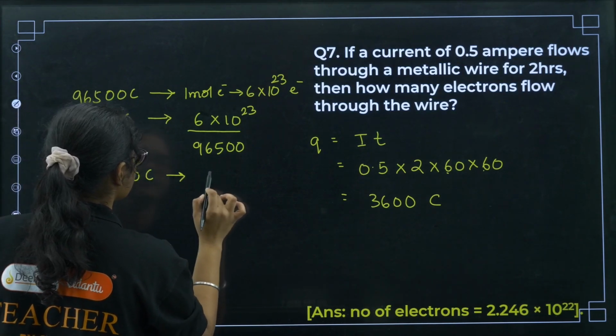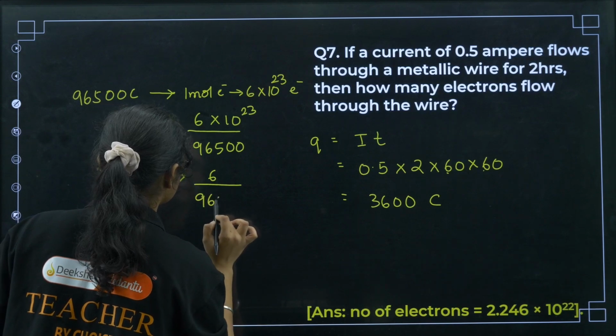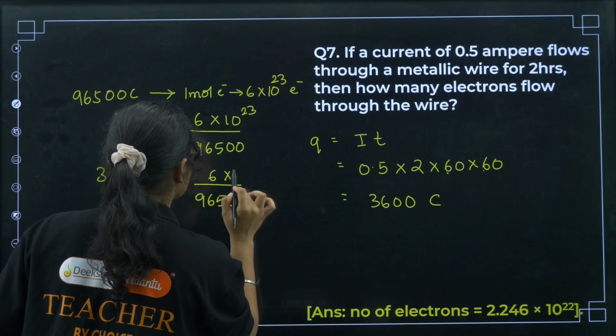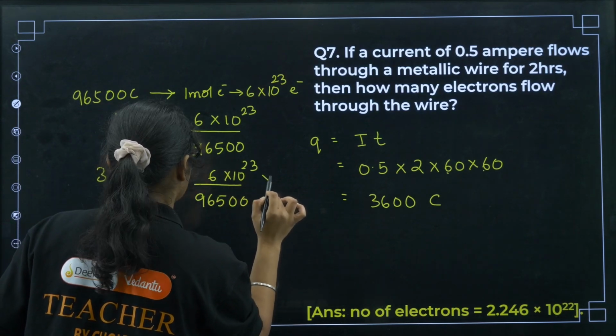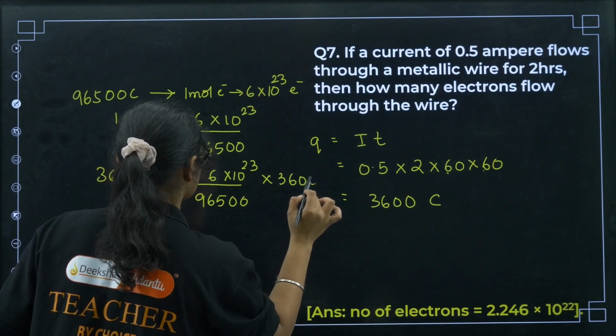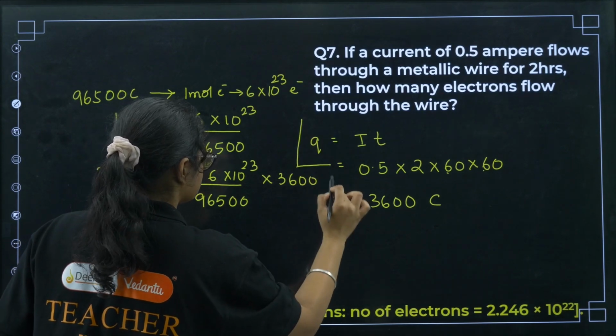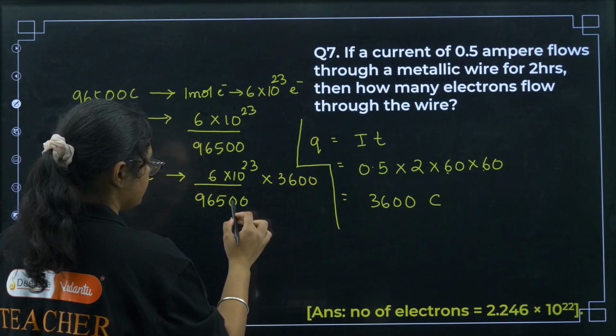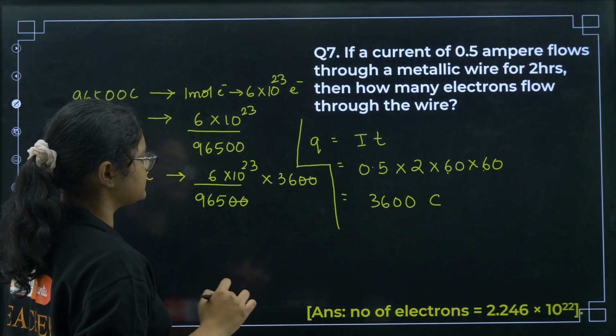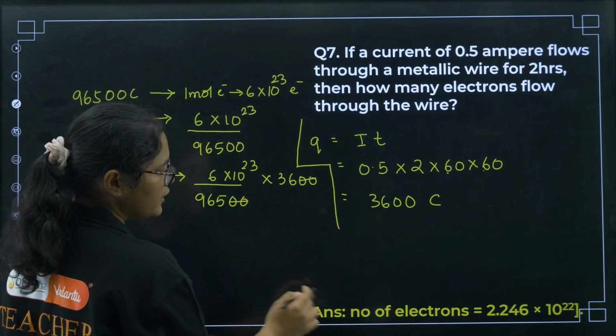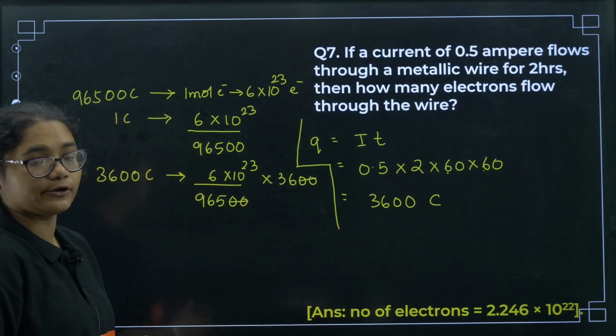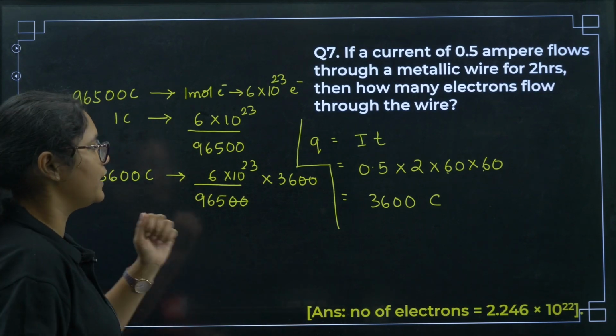So that will be 6 by 96500 into 10 to the power of 23 into 3600. Now if I just solve it, you can cancel this one. If you solve all this, you will get 2.246 into 10 to the power of 22 electrons.